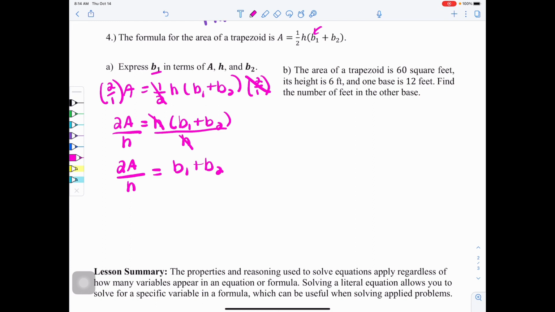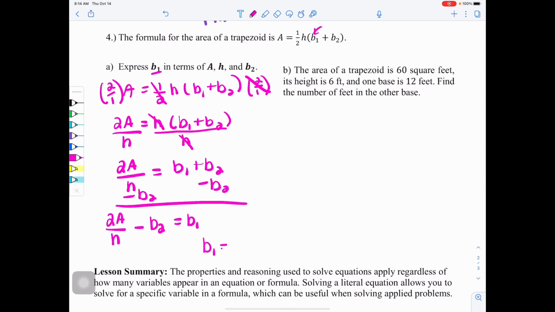So very close now. I'm trying to get B1 by itself, which means I need to move B2. Right now it's being added to B1, so I'm going to do the opposite thing, which is to subtract it. Now over here, I can't combine 2A over H with subtracting B2, so they have to stay separate. So that's 2A over H, then subtracting B2. That is equal to B1. So now we know for sure that B1 equals 2A over H minus B2. So there's my transformed formula.